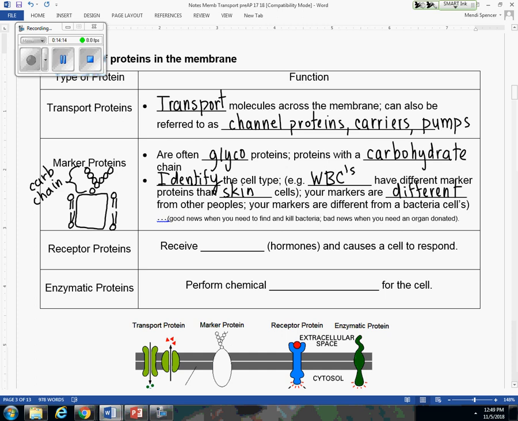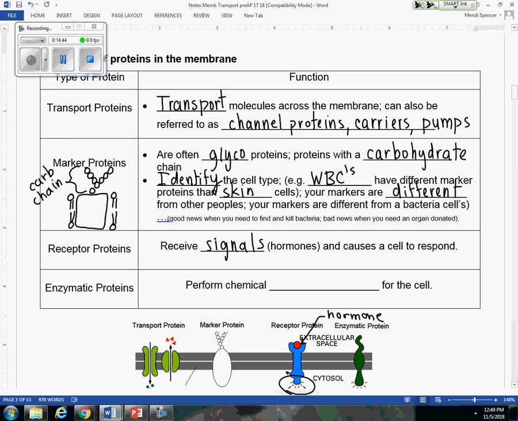Now, receptor proteins, we've already mentioned them, they can receive signals. If you remember, we talked about cells can produce hormones, like right here it's showing you this would be a hormone that has bound to this receptor protein, and you can see right here that there's some kind of signal that is happening that can cause the cell to respond. So receptor proteins receive signals or receive hormones to cause a cell to respond.